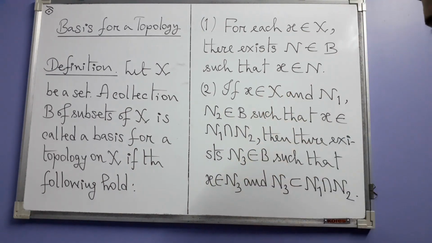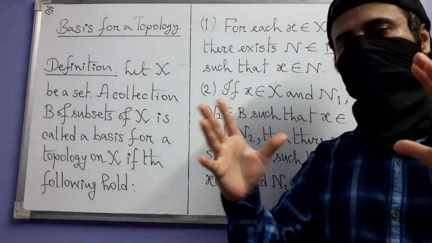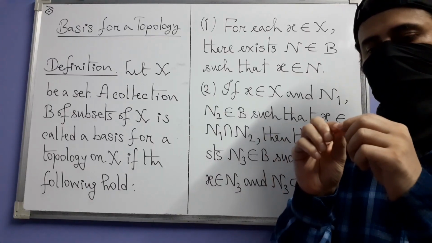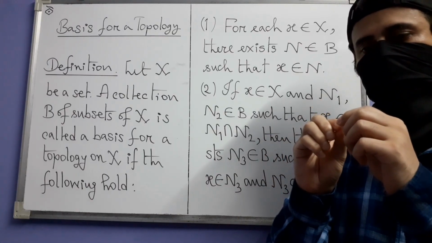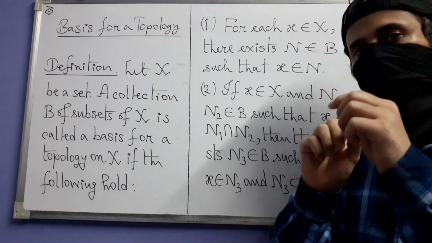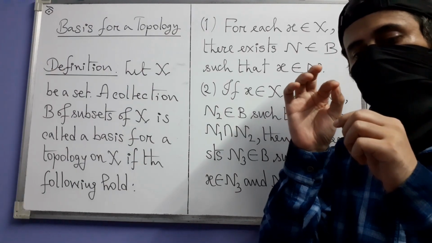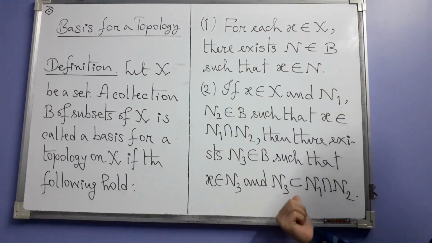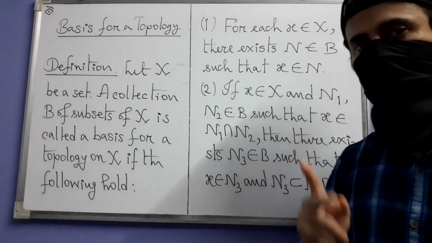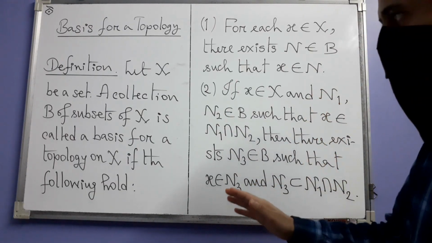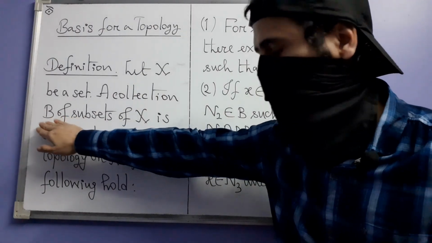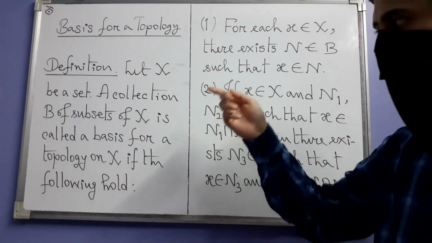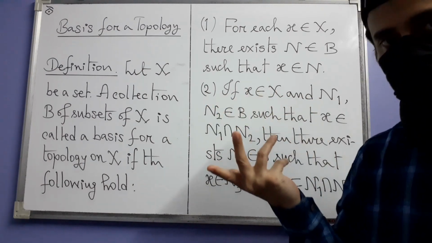So this second condition means that, say you have two basis elements n1 and n2 and both of them contain some point x of X. Then there is a third basis element which will contain that point and will itself be contained in the intersection of these two basis elements. If these two conditions are true, then such a collection of subsets B will be called a basis for some topology on X. But what is that topology?